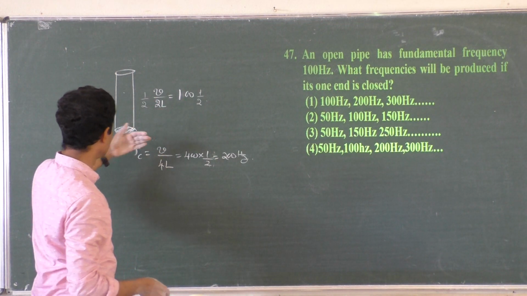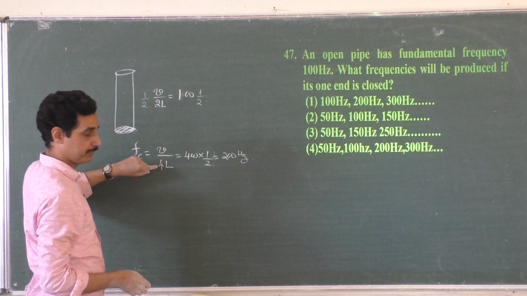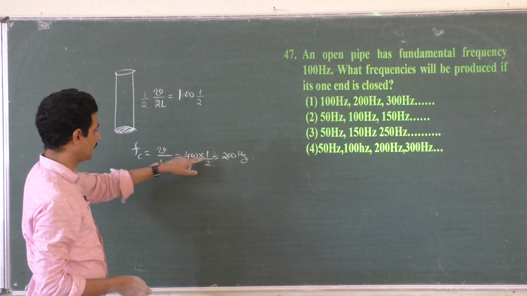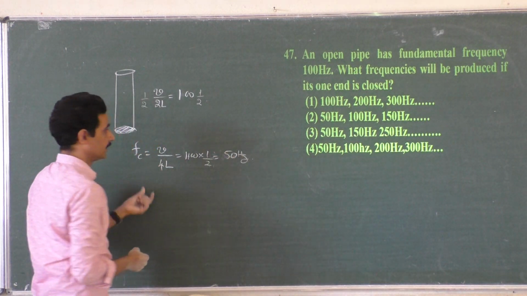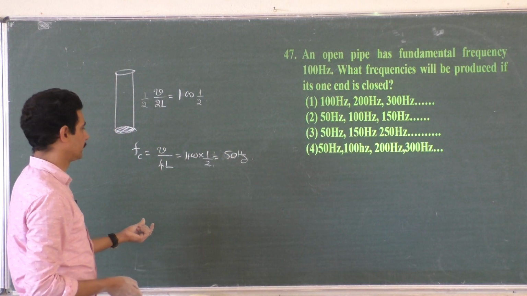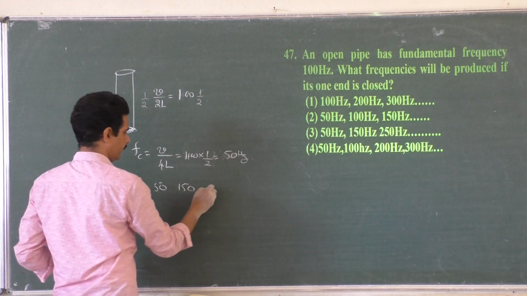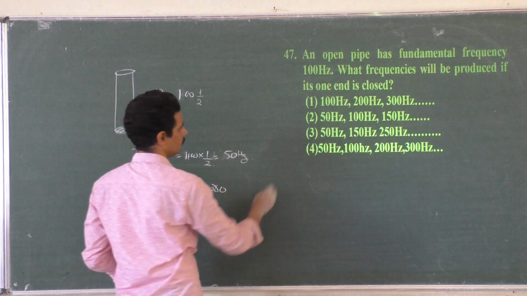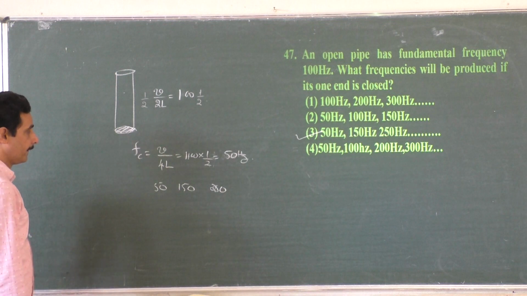And if it is closed, length will remain the same. Now closed pipe will have a fundamental frequency of V by 4L. That means you have to multiply this by half. V by 4L is 100 by 2, that is 50. So what is the range of frequencies produced? It is a closed pipe, 50, 3 times 50, 5 times 50, 50, 150, 250, yes. That is the range of frequencies produced.